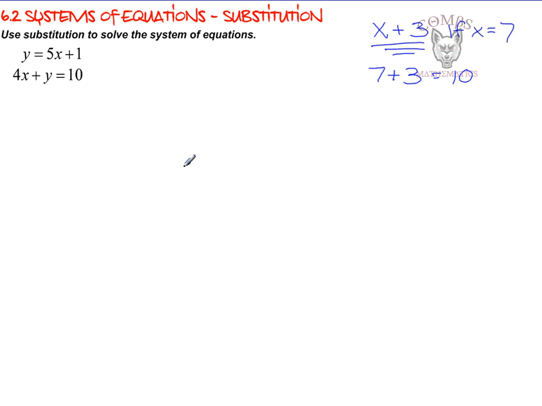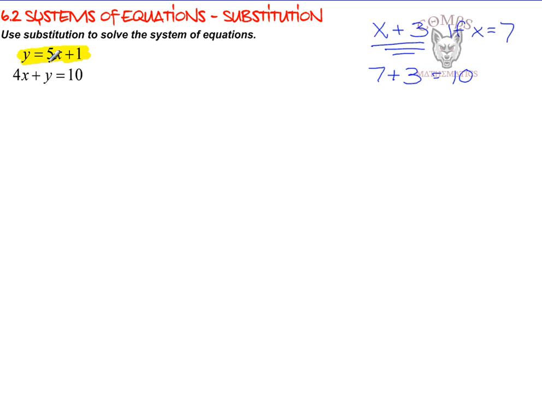10. In section 6.2, we're doing something very similar to that in that we are given two equations, y equals 5x plus 1 and 4x plus y equals 10. Now you'll notice the difference between the two equations is that the first equation is solved in terms of y. Y is by itself. That tells you that y equals 5x plus 1.